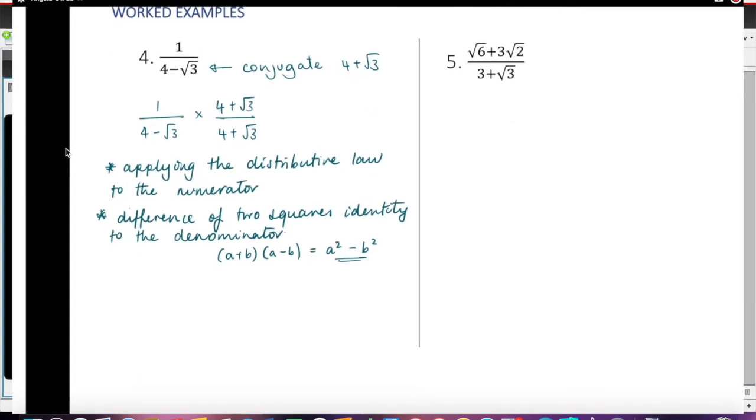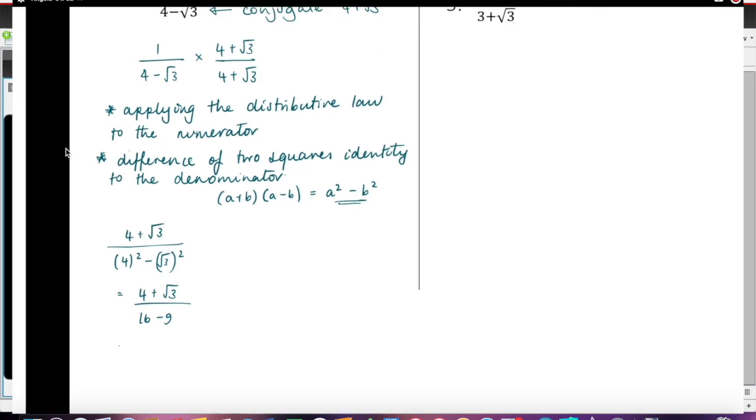So returning now to the original question, I'm going to apply the distributive law to the numerator, which gives me 4 plus root 3. Now applying the difference of two squares identity to the denominator, I'm going to rewrite this as 4 squared minus root 3 all squared. Simplifying, I'm going to have 4 plus root 3 divided by 16 minus 9, which is 4 plus root 3 divided by 13.